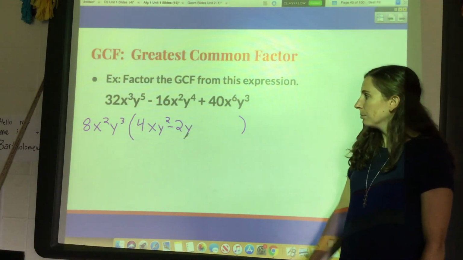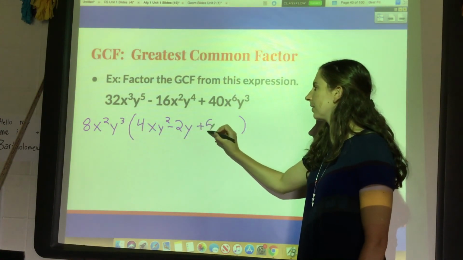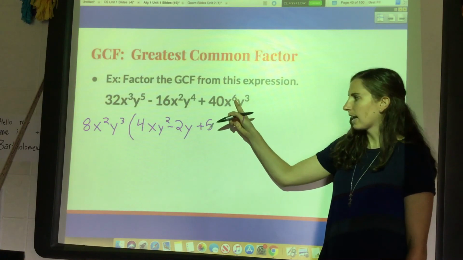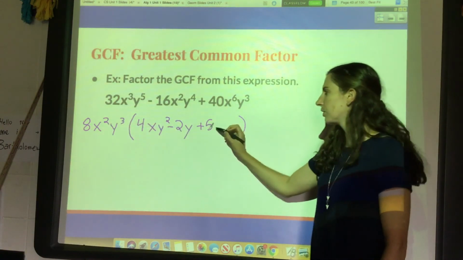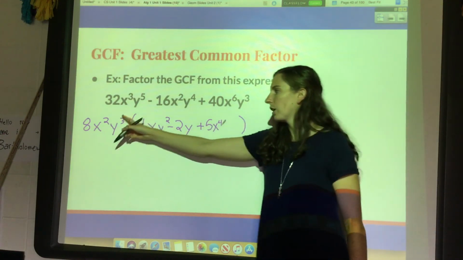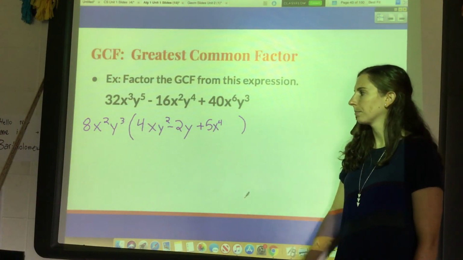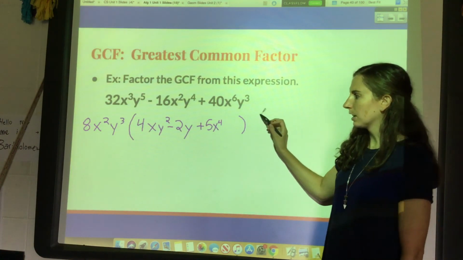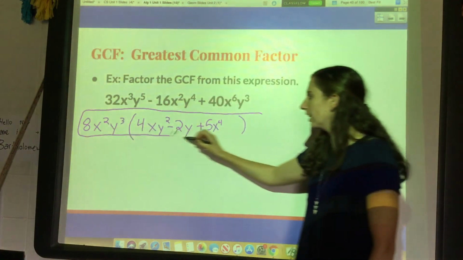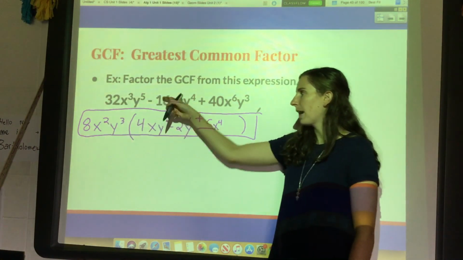For this last term, 40 divided by 8 is 5. I had 6 x's, that took out 2, which leaves 4. And I had y cubed, but I took out all the y's, so there are no more y's in that last term. There was a lot going on there, but this is my final answer. And again, if I were to distribute it out, I should get back to this.